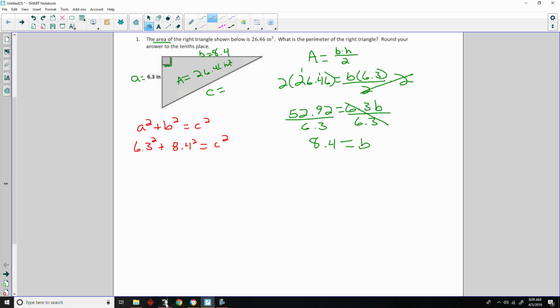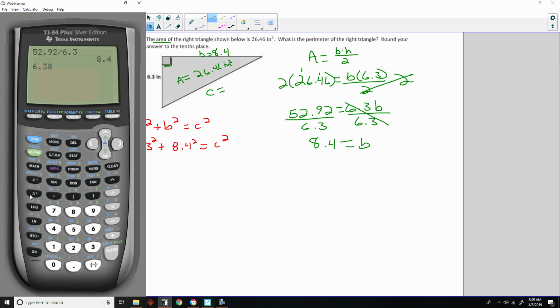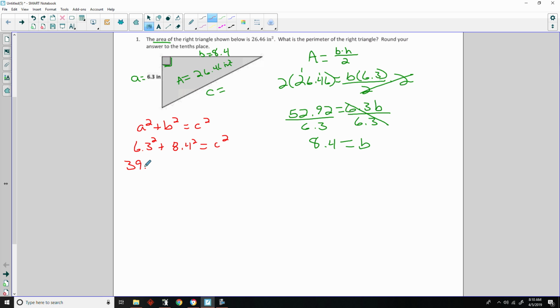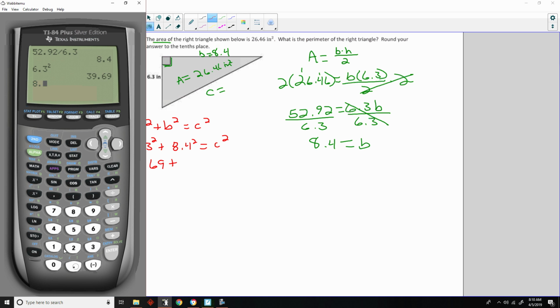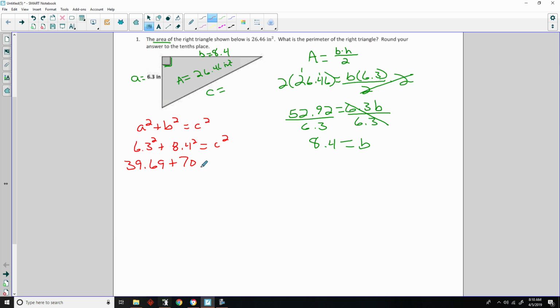Okay, and then 6.3 squared is 39.69 plus 8.4 squared is 70.56. And that equals c squared. So 9 and 6 is 15, carry the 1. 6 and 5 is 11, and 1 is 12, carry the 1. 9 plus 0 is 9, plus 1 is 10. 7 plus 3 is 10, plus 1 is 11. So I have 110.25 equals c squared.